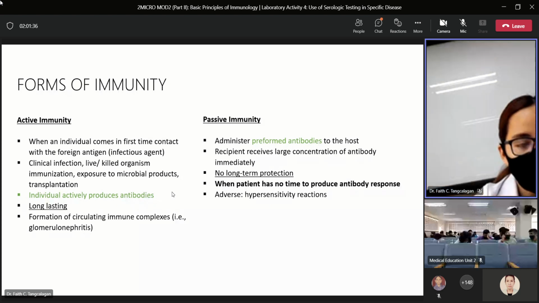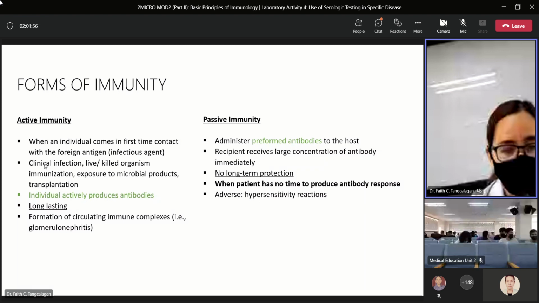So active immunity is when an individual comes into first-time contact with a foreign antigen and develops immunity. Examples are immunization with live vaccines, exposure to microbial products, and transplantation. For example, measles and chickenpox. It is the individual who produces the antibodies. It's natural immunity, and it's long lasting.